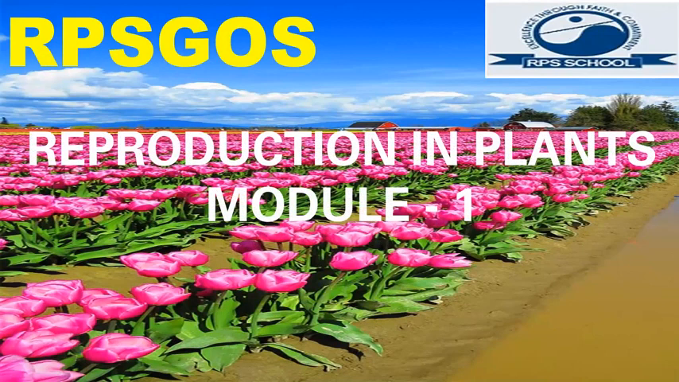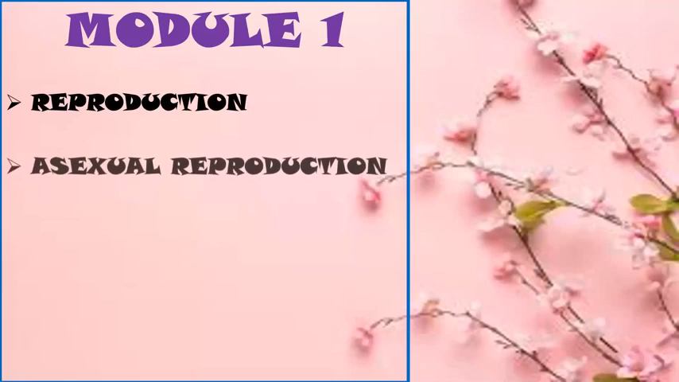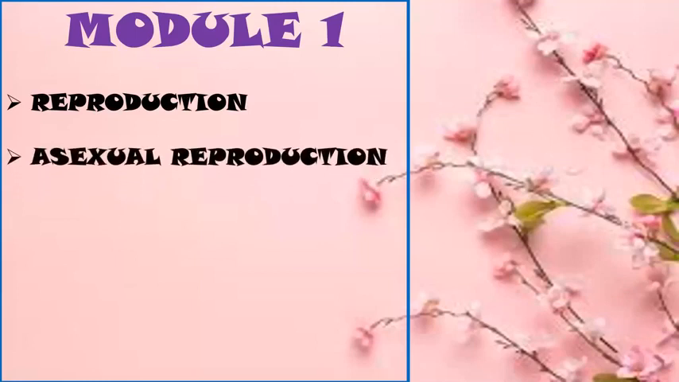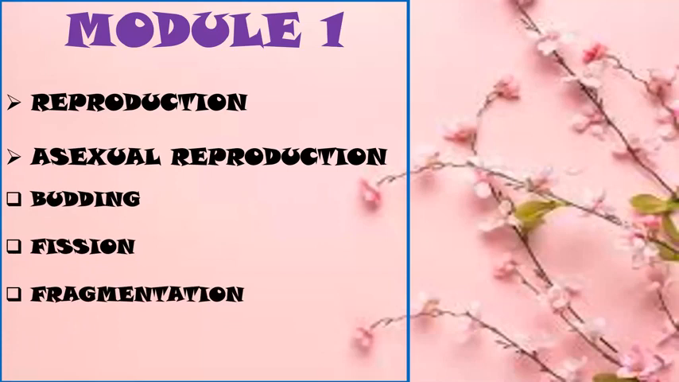Today, we will continue with a new chapter of biology from your textbook called Reproduction in Plants for class 7th. In this module 1, we will learn about reproduction. We will come to know about asexual reproduction, that is budding, fission, fragmentation, and spore formation.